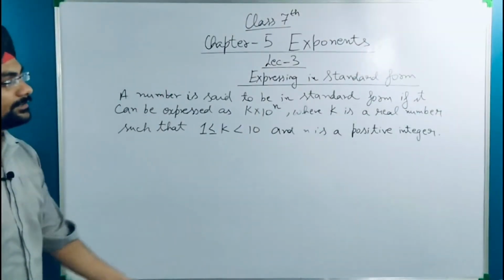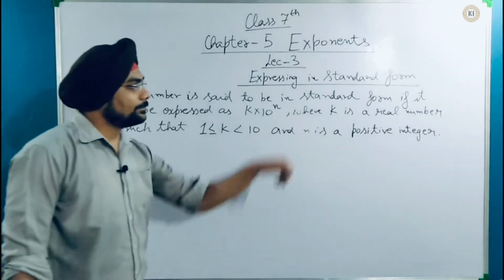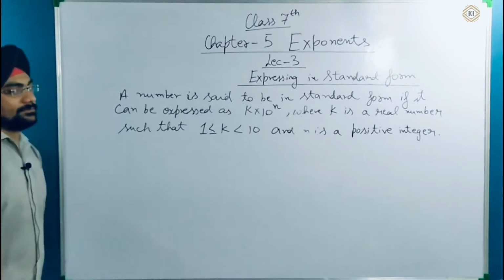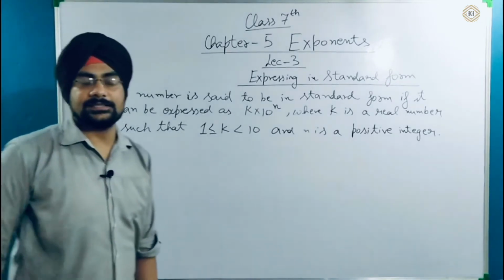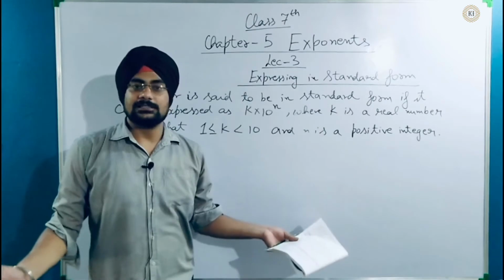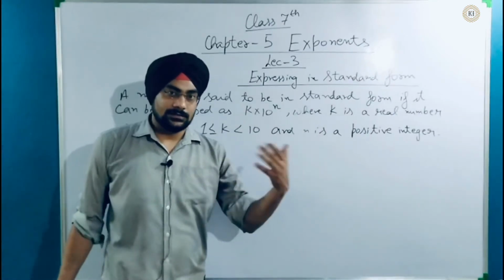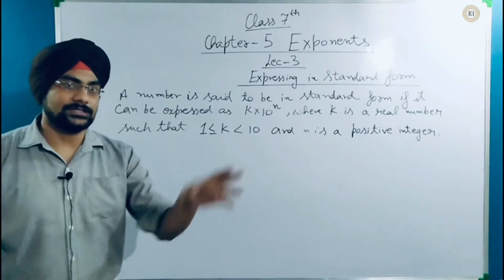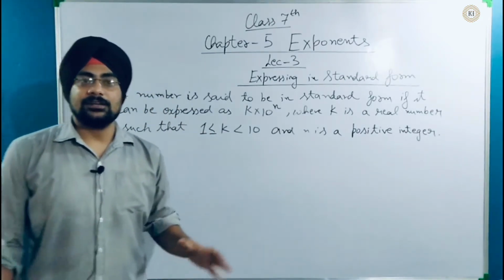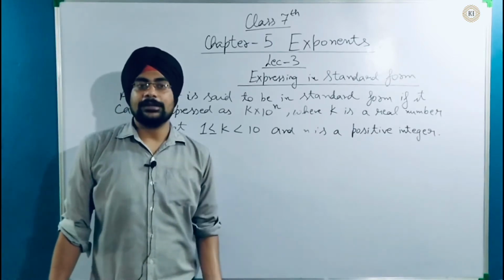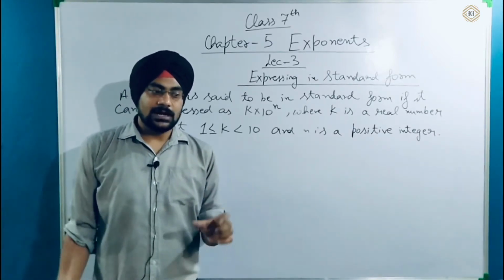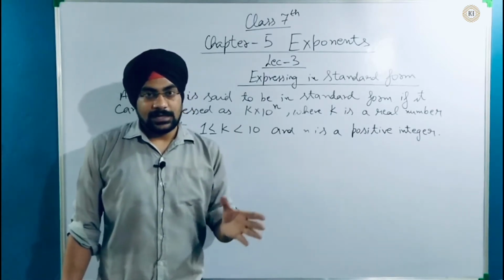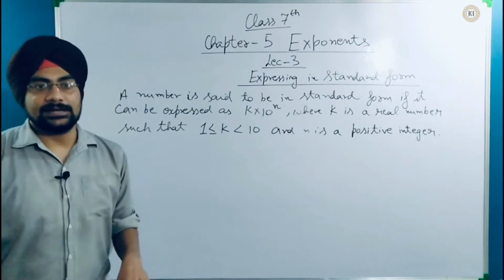In this lecture, we are going to discuss the next topic, that is expressing in standard form. Now see what is the meaning of standard form. Suppose the data is given in a very large amount, so you can't easily say the data. In that case, we express the data in exponential format. Suppose the diameter of the earth is given. The diameter of the earth is very large, so we can't express it easily. So we can write that value in the form of an exponent, and that type of data is known as standard form.